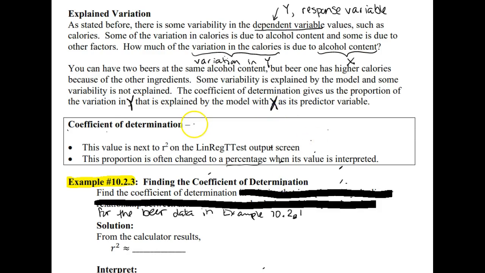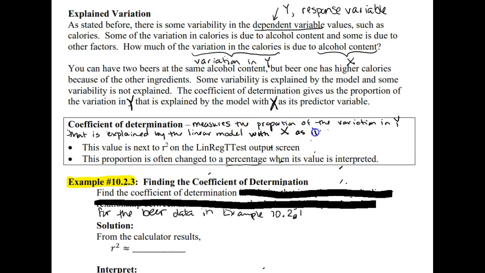So if we write that definition in here, this coefficient of determination measures the proportion of the variation in y that is explained by the linear model with x as its predictor variable.